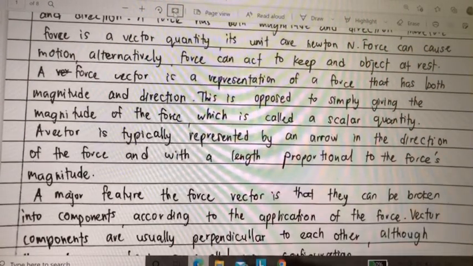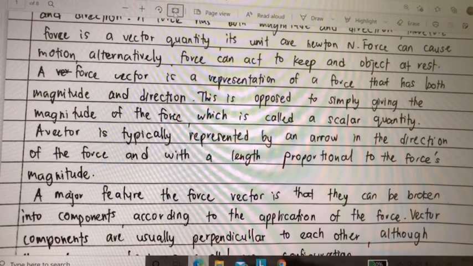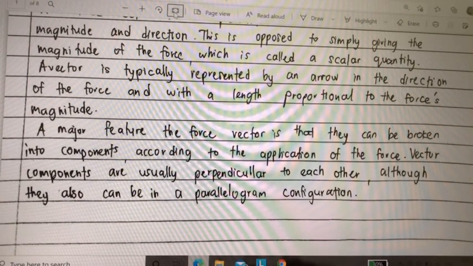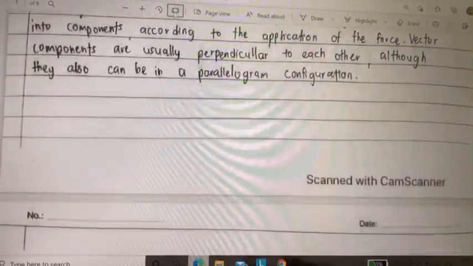A vector is typically represented by an arrow in the direction of the force and with a length proportional to the force magnitude. A major feature of the force vector is that they can be broken into components according to the application of the force. Vector components are usually perpendicular to each other, although they also can be in a parallelogram configuration.